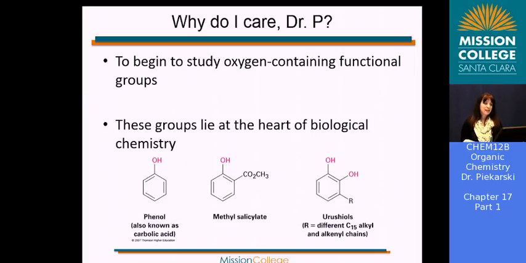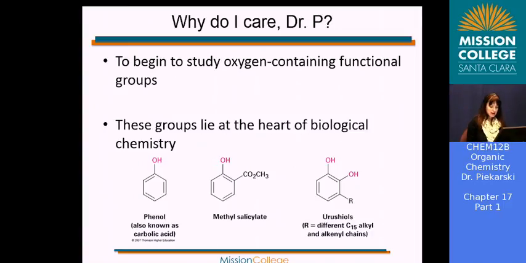And in addition, alcohols and phenols lie at the heart of biological chemistry. So many of you are going towards more of a biological field of study, and so you're really interested in how chemistry relates to the body or to drugs or that sort of thing. And so, these you'll definitely run across in your future biology or biochemistry classes. For example, we have phenol. You're going to see that very commonly used not only in organic chemistry but biochemistry.